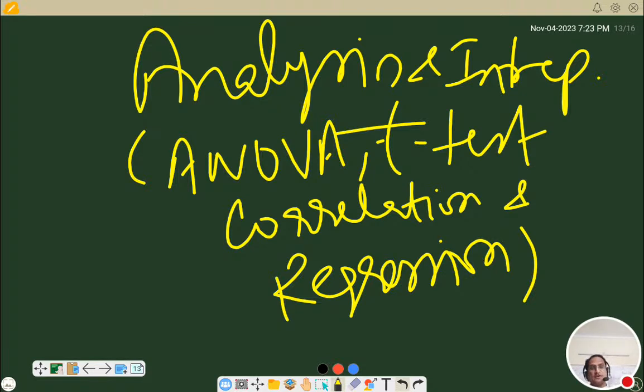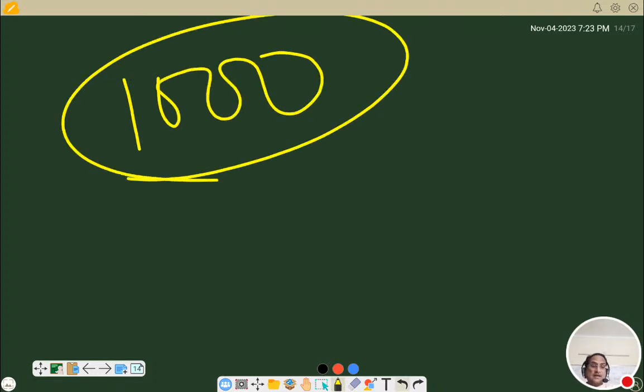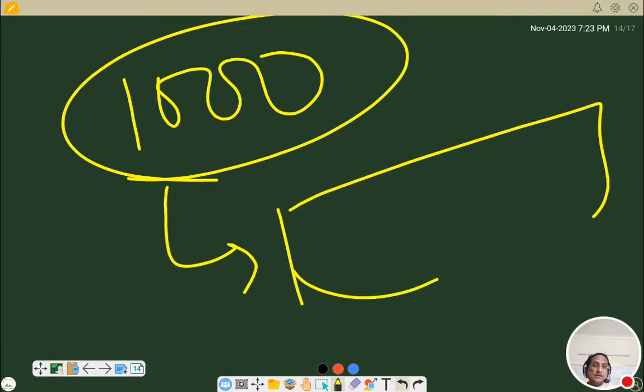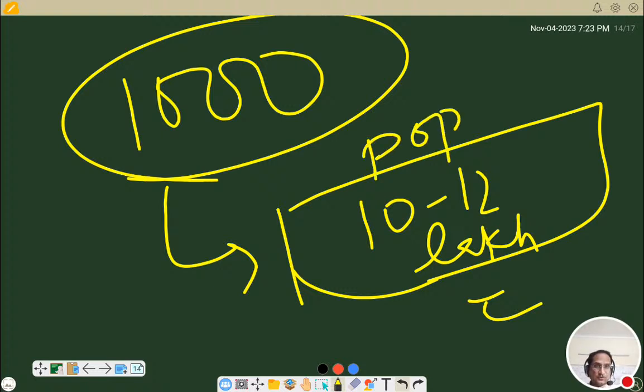You have selected a sample of say 1000 people, 1000 students. These students are representative of the whole population who prepare for the IAS examination, say 10 to 12 lakh applicants. The assumption is that those who fill the form are preparing for the examination. This is your population.